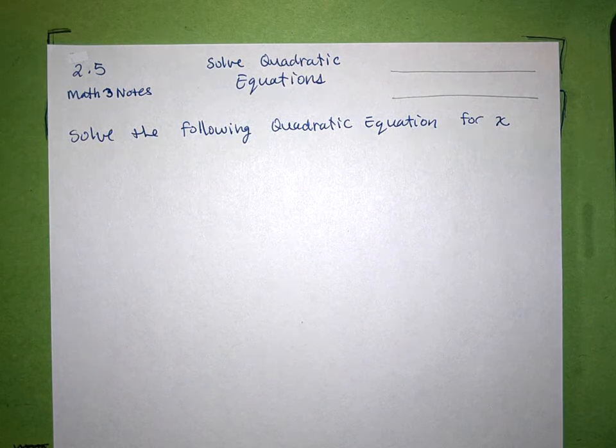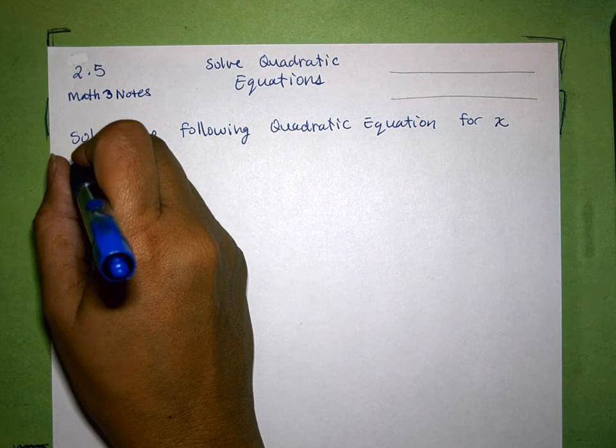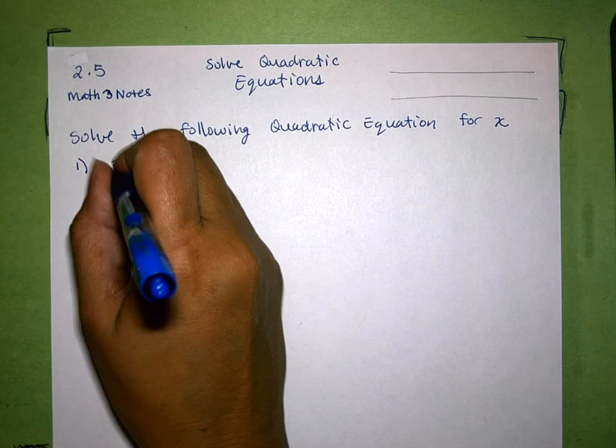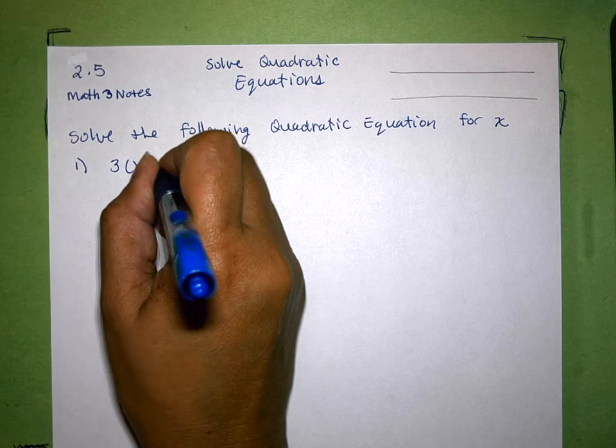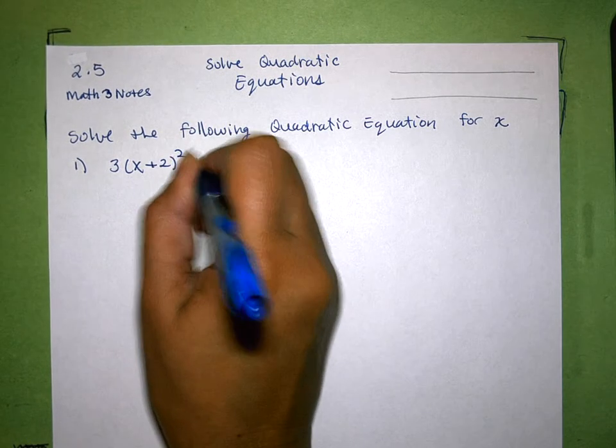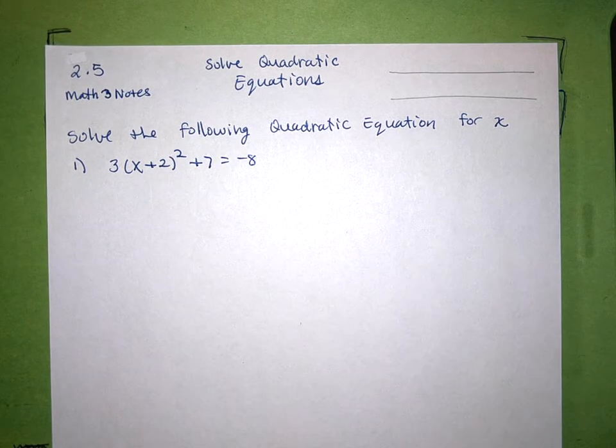Okay, how this is going to change from what we just did in the previous lesson is now we're going to have some that have imaginary solutions, so we're going to be using our I, and we're going to be using the quadratic formula. Okay, so number 1, 3 parentheses x plus 2 quantity squared plus 7 equals -8.